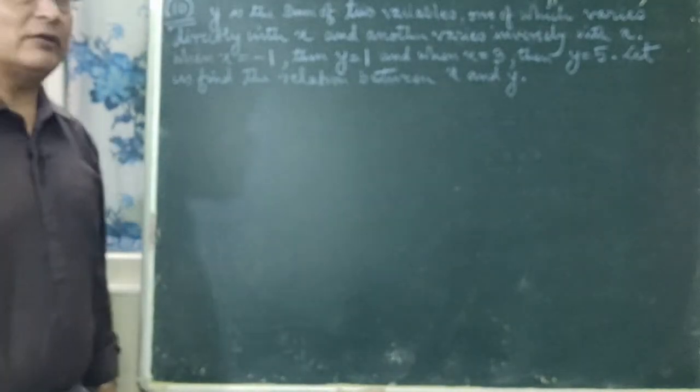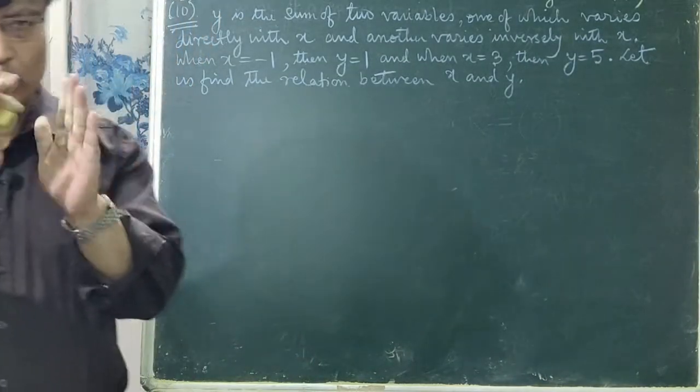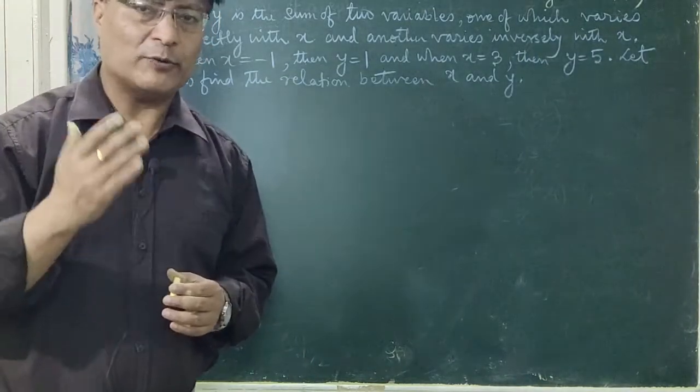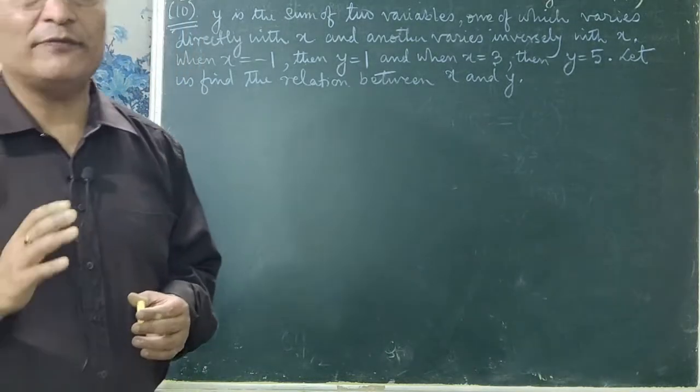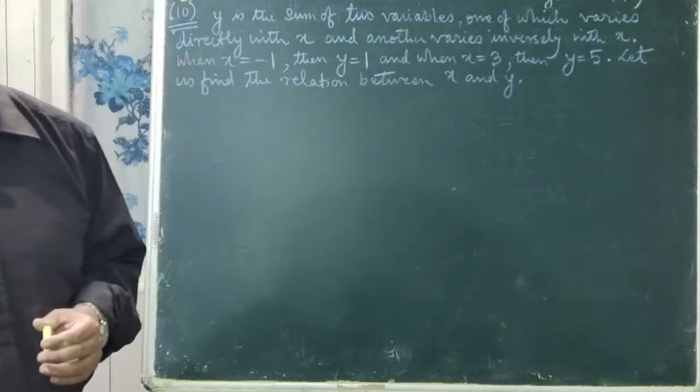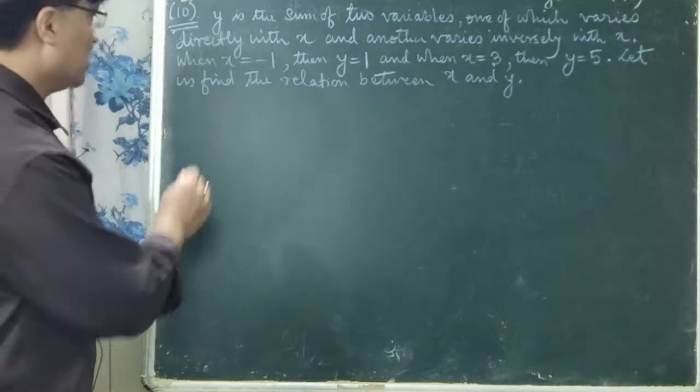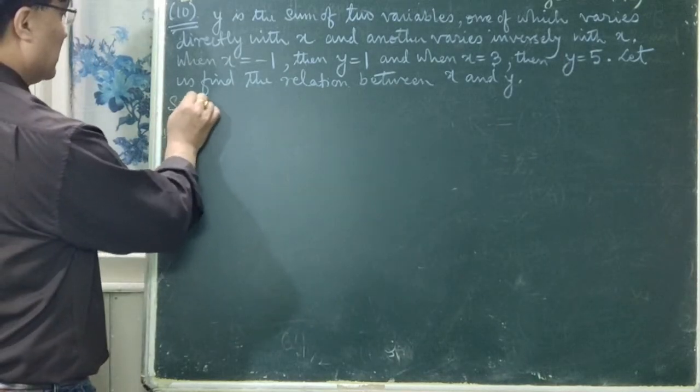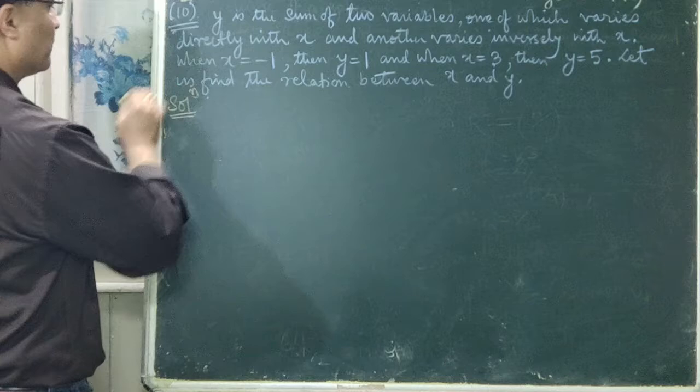So let us find out the relation between x and y. You have to get the relation between x and y, or you have to find out the equation in terms of x and y. Is the question clear to all of you? So let us do this question. This is very, very important. Now let's do the solution.